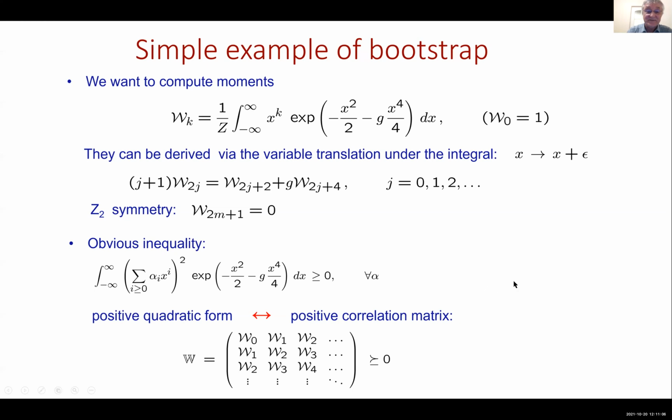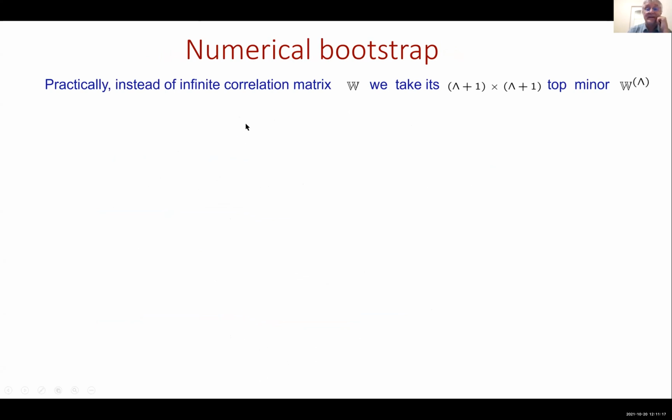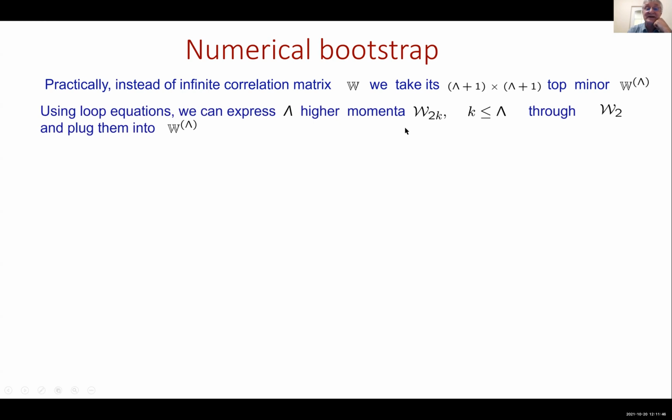So this is the setup, the analytic setup of Bootstrap, and now numerical Bootstrap. In numerical Bootstrap, we will do as follows. Instead of the infinite correlation matrix W, it is infinite, of course, in the previous transparency, we'll take its finite minor of the size lambda plus 1, the upper left minor. We call it W lambda, the truncated correlation matrix.